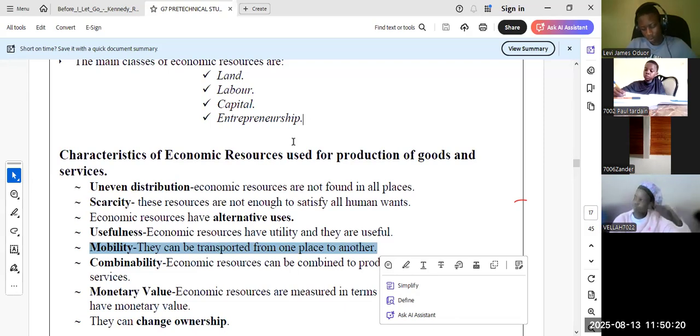They are mobile. Now, the next one. David, I can see your hand is up. You want to say something, David?